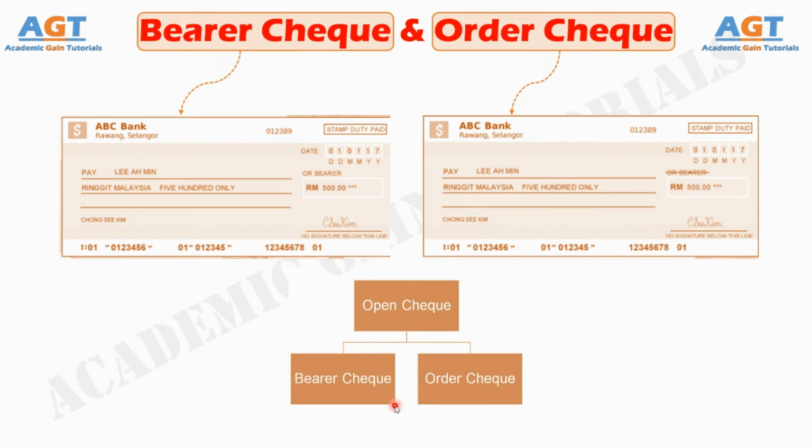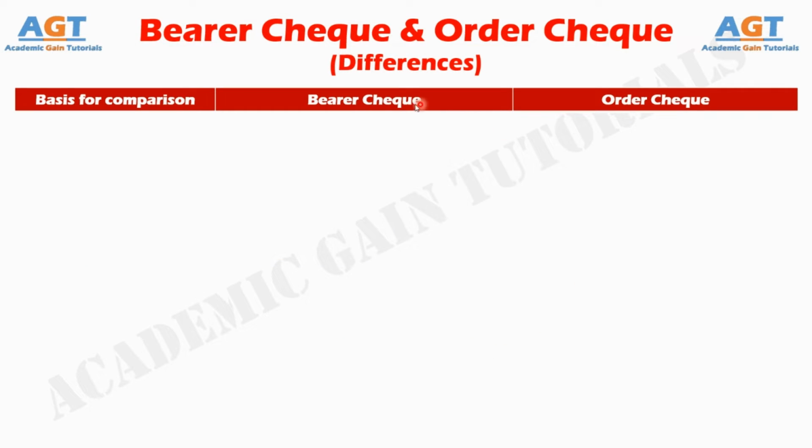Further, the payee can pass this check to another party by signing on the back of the check, who can take payment on the payee's behalf. So, let's look into the basic differences between bearer check and order check in a tabular form.